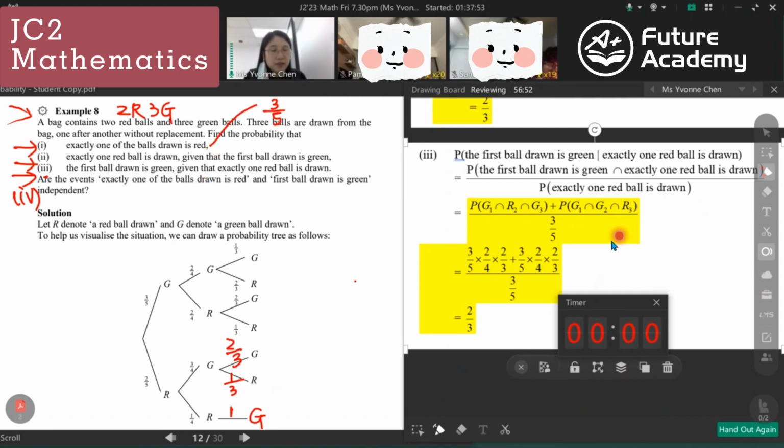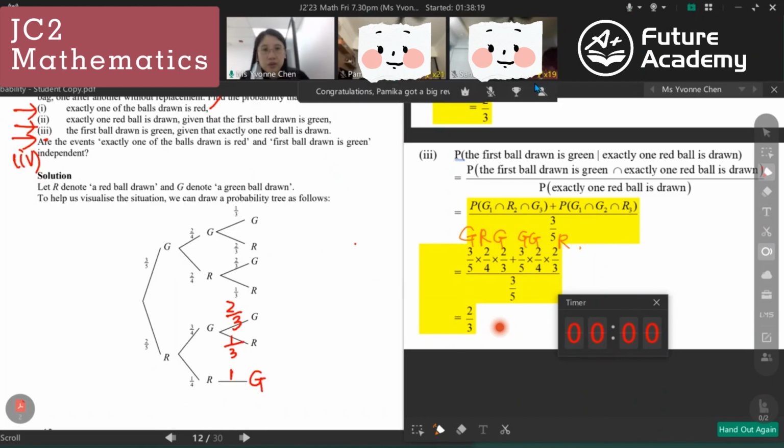Okay, this is the working. Basically, the part 3, the first ball is green, given that exactly one red ball is drawn. It could be green. You need to get this first. So it's the probability that the first ball drawn is green and exactly one red ball is drawn, divided by the probability that exactly one red ball is drawn. Exactly one red ball is drawn is the answer from the previous part, our answer from part 1. So we find the probability of green, red, green, and then green, green, red. Then we divide that by 3/5. And we get the answer as 2/3. Okay, so far? Yeah, okay.